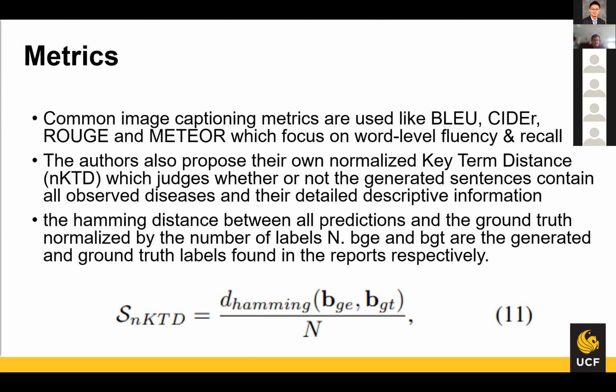This was just based on the Hamming distance between all predictions and the ground truth, and was normalized by the number of labels within the ground truth.